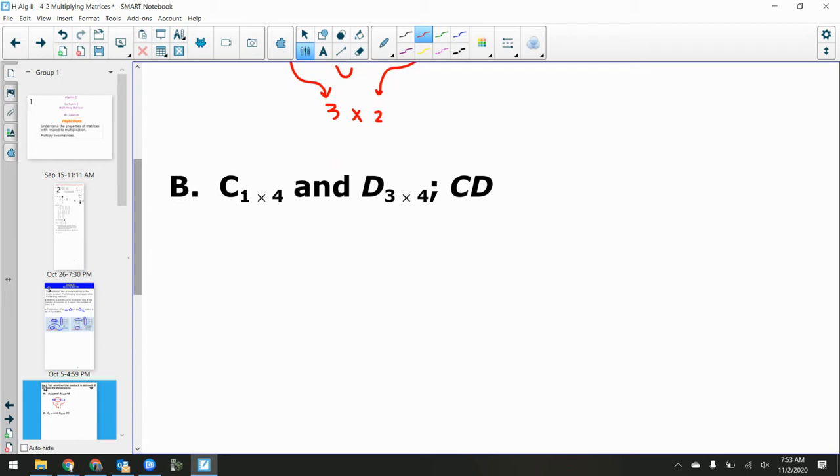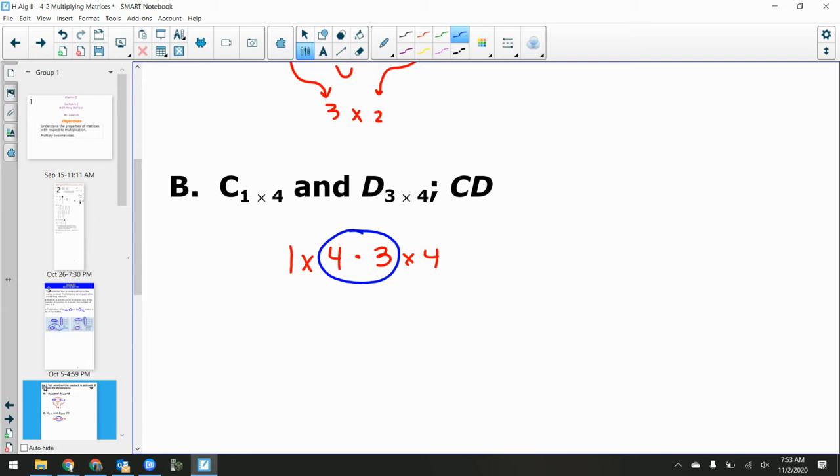I've got a 1 by 4 and a 3 by 4. Can I multiply those? No, I cannot. A 1 by 4 times a 3 by 4. I don't care that the number of columns match in each one. That doesn't mean anything to me.